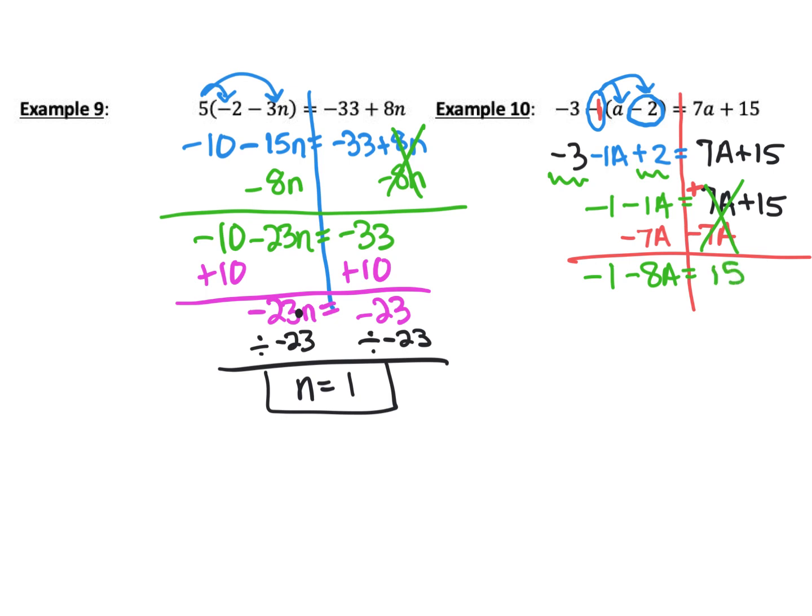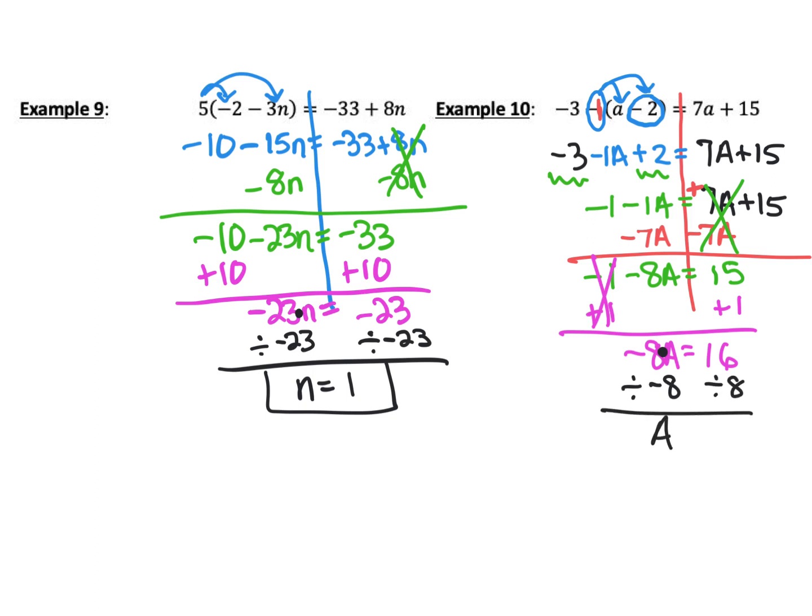From here, I'm going to take negative 1 and put it over here. That is a negative 1. Opposite of a negative is a positive, so I'm going to add 1 to both sides. Positive and negative 1's go away. We're going to have negative 8a equals 16. Here, negative 8 is multiplying the a, so I'm going to divide by negative 8 on both sides. a is going to equal negative 2.